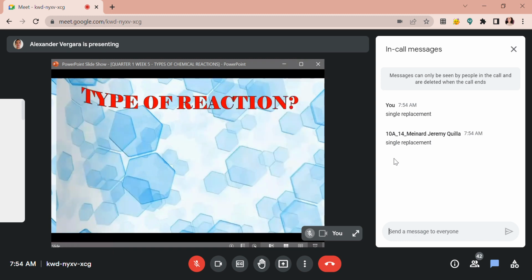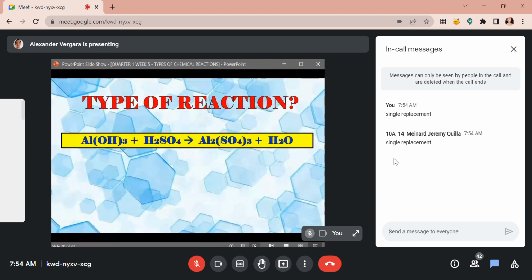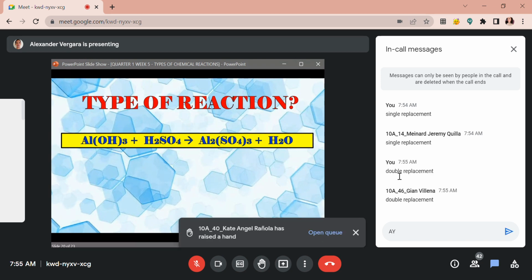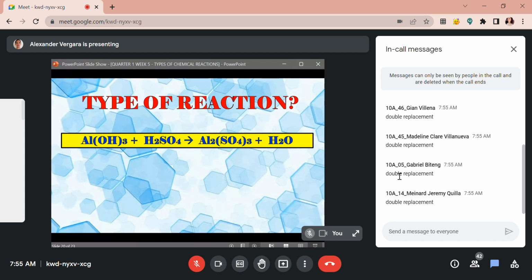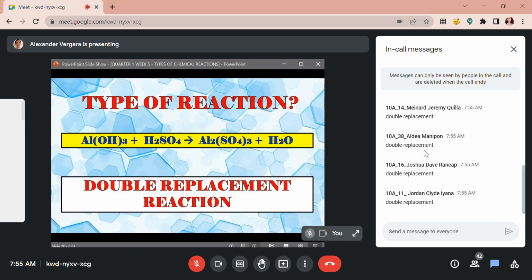Okay, what about this one? What type of chemical reaction is this one? Yes, Madeline Villanueva. Double replacement reaction. Very good. Thanks to those who keep on answering in the chat box. Very good, boys and girls. This is a double replacement reaction.